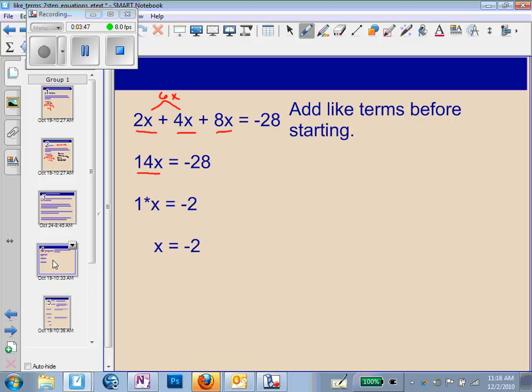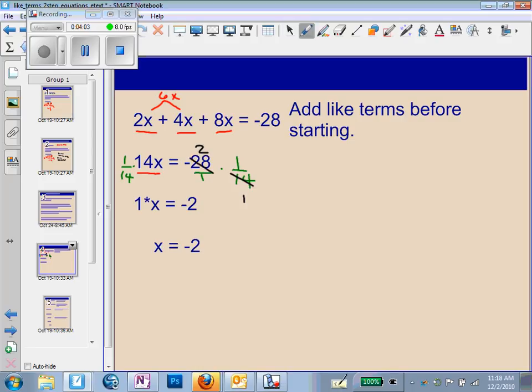This is just a multiplication equation. There's no addition here, so we're not going to be adding opposites at all. We're just going to be multiplying by the reciprocal, which is going to be 1/14. So we can cross cancel, which is the same as division.